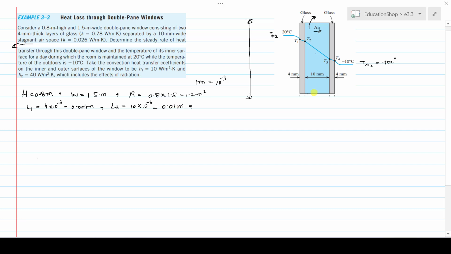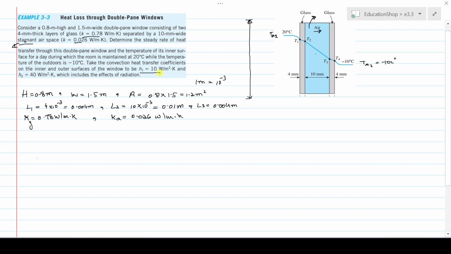The thickness of this layer is L3, and it is 4 mm also, so it is 0.004 meter. Thermal conductivity of the glass is given, that is 0.78 watt per meter Kelvin. The thermal conductivity of the air is low, as you already know, that is 0.026 watt per meter Kelvin.